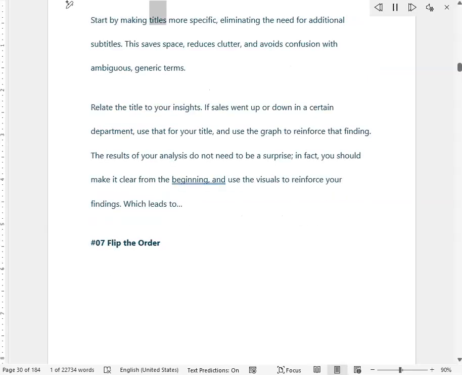Start by making titles more specific, eliminating the need for additional subtitles. This saves space, reduces clutter, and avoids confusion with ambiguous, generic terms. Relate the title to your insights.